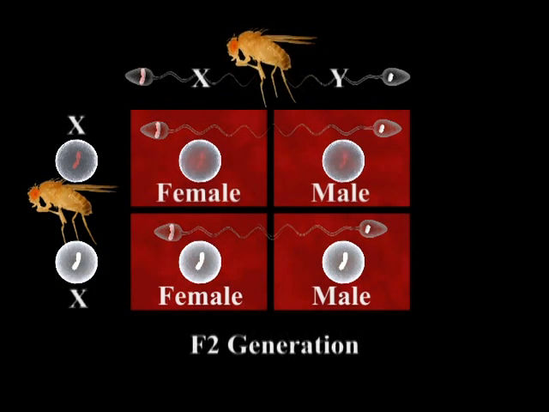Crossing the males and females of the F1 generation produces an F2 generation in which one half of the females are homozygous for red eyes, inheriting one red eye gene from their mother's X chromosome and the other from their father's X chromosome. And one half are heterozygous, inheriting the white eye gene from their mother and the red eye gene from their father. One half of the males are red-eyed, inheriting a red eye gene from the mother's X chromosome and no eye color gene from their father's Y chromosome.